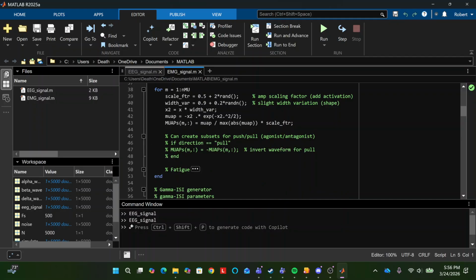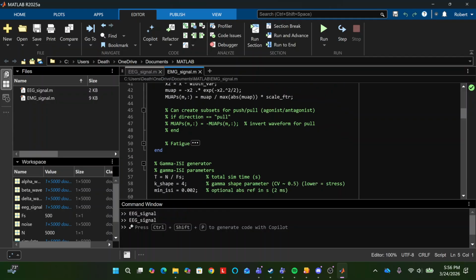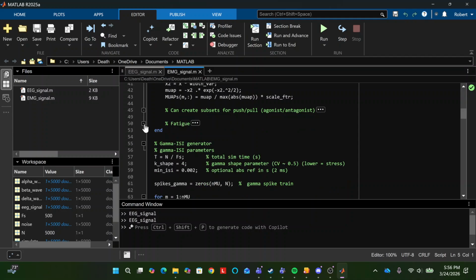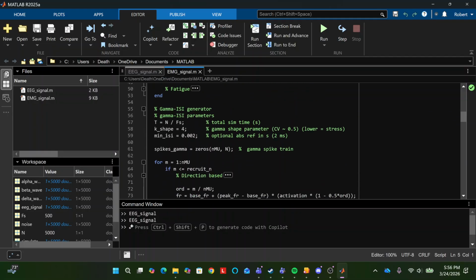Then we can create a subset for push and pull, agonist and antagonist. So we can actually create these subsets for pushing and pulling of the muscle. We also have fatigue of the muscle we can add. And then we're going to end that.